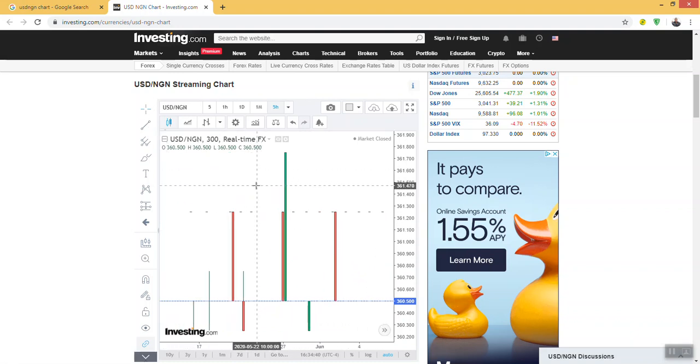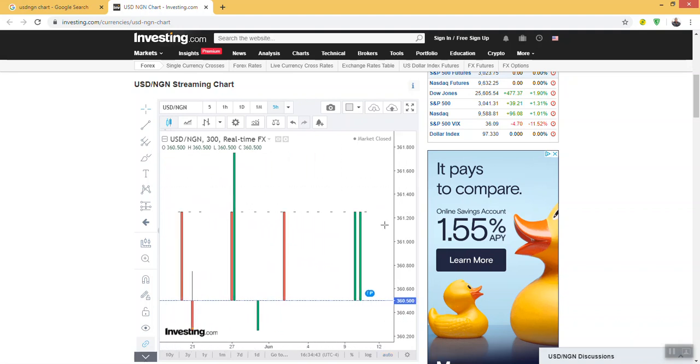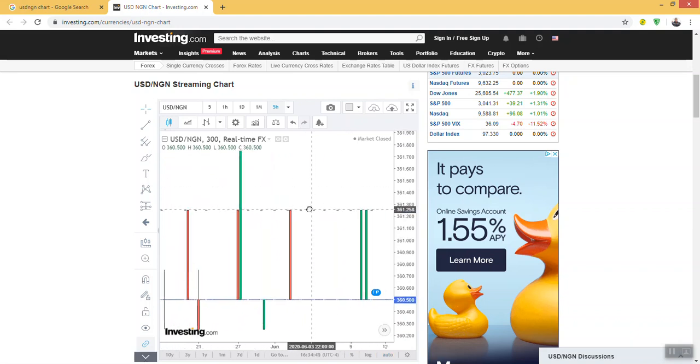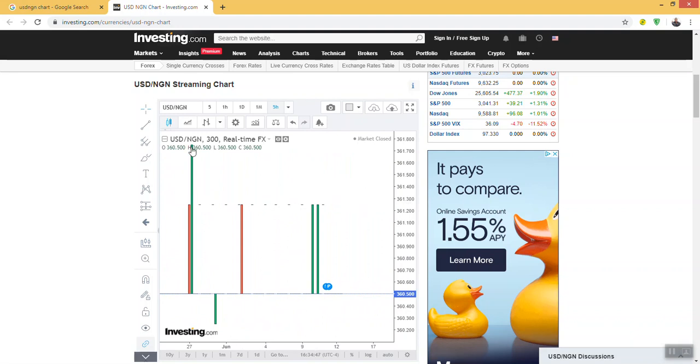Now let us look at this chart, for example, and let's investigate it properly. As you can see here, this is the exchange rate between the United States dollar and the Nigerian naira. Here you can see in this place, this is on the 29th of May 2020, the dollar fell to a price of 360 naira, and since then we've never seen a price fall to that exchange till now.